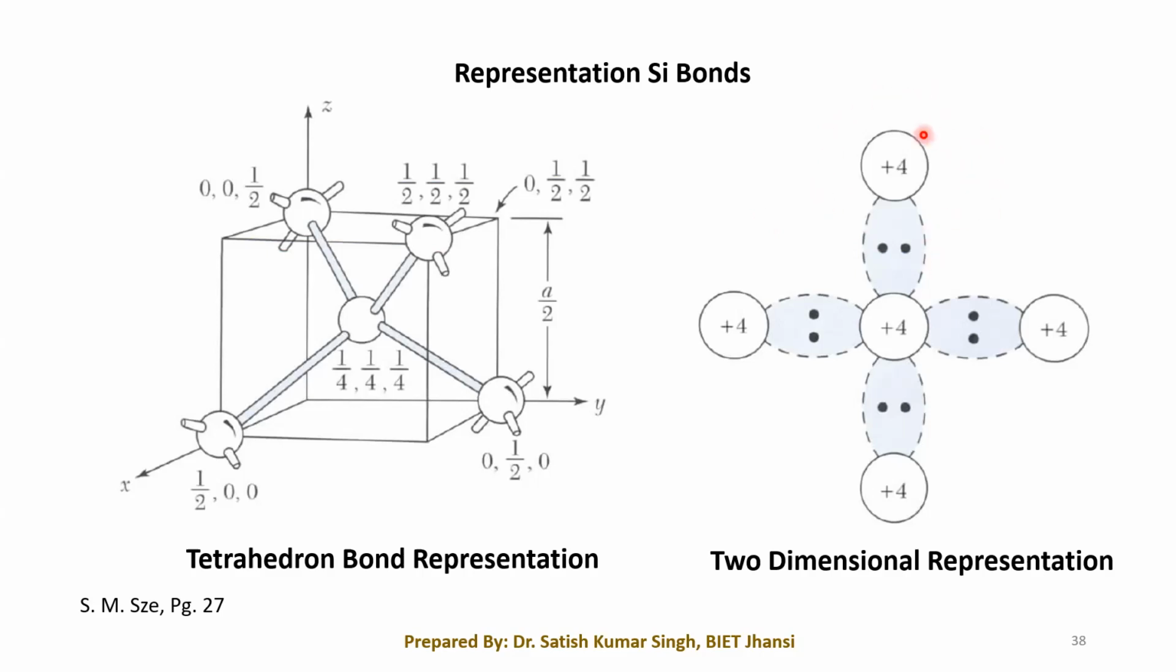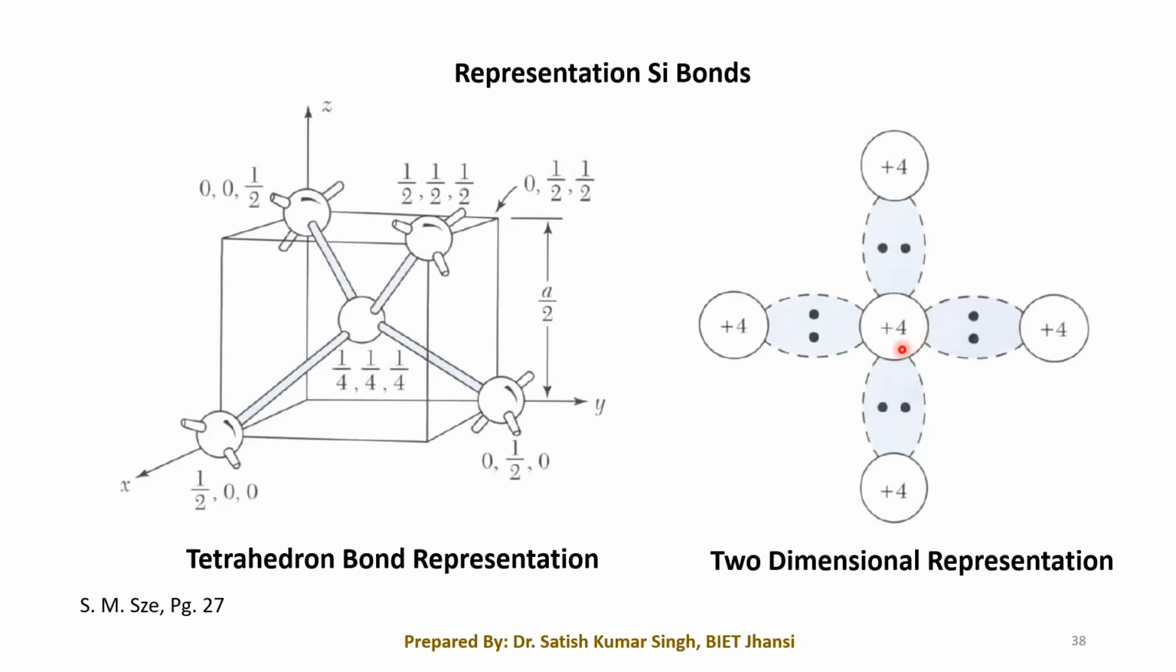So basically we have a silicon atom, and within the silicon atom, this particular plus 4 represents positive 4 charges. What does plus 4 mean? Basically it counts the total number of charges available in the nucleus and the inner shells. The outer shell contains 4 electrons.